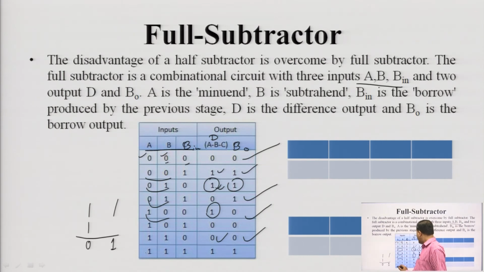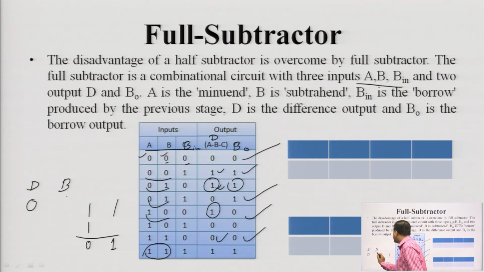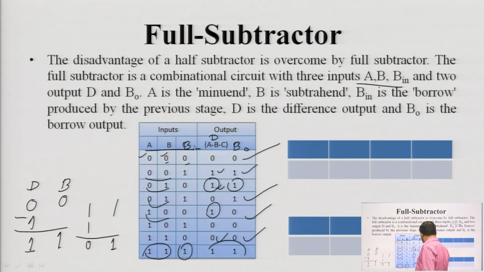Last case, here 1 minus 1. So, it will come as 0, difference will be 0 and borrow will be 0, but next again we have to subtract 1. So, if we subtract 1 then difference will be 1 and borrow will come as 1. So, this is the most important part, here we will be getting difference as 1 and borrow as 1. Got it? Okay. So, this truth table is very important for the full subtractor circuit.